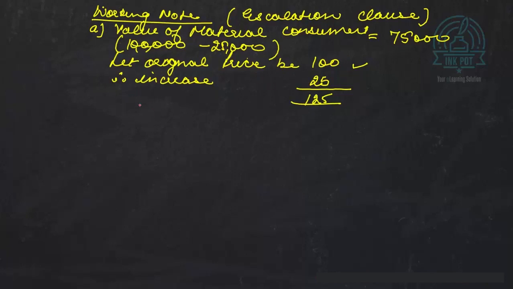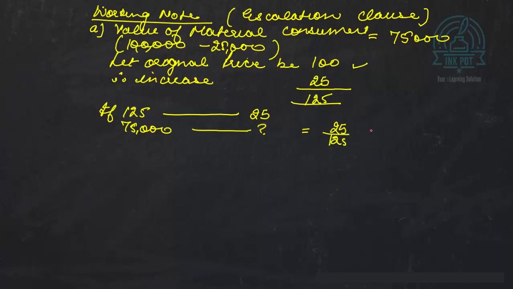Now we are going to calculate: if 125 is the increased price, 25 is the total increase in that. If increased price is 75,000, how much is the increase in this? This comes out to be 25 upon 125 into 75,000. So that means the value of material increased by 15,000.